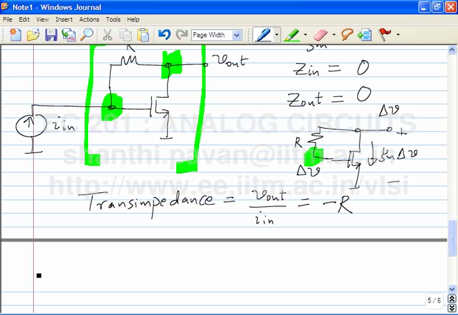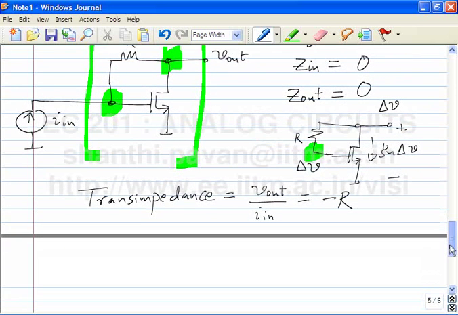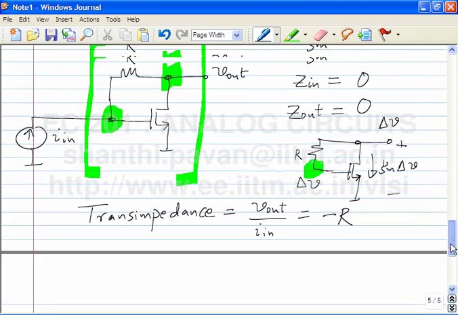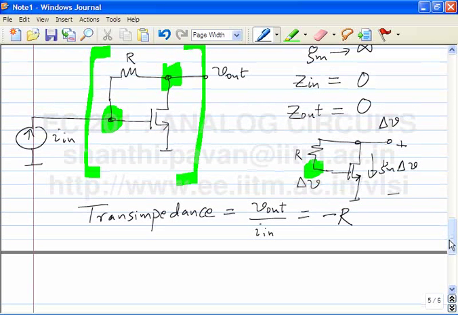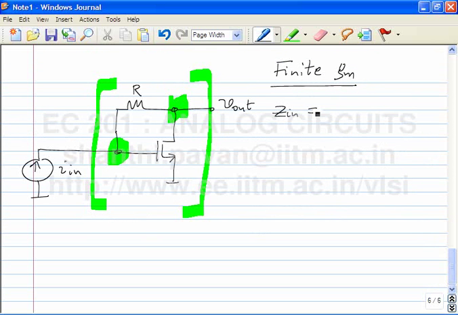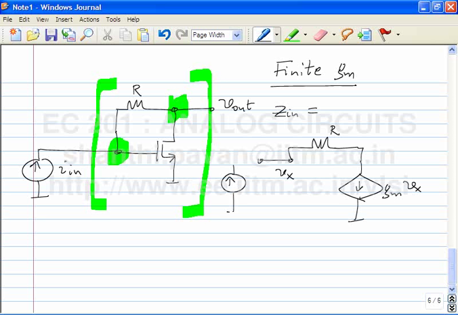Okay, so now the obvious question is, how large is large? Then basically what we need to do is to compute all these parameters when Gm is not infinity but finite. What is Zin? Okay, you don't know, so you will figure it out. How will you figure it out? You draw the incremental equivalent circuit of the transistor, which is Gm Vx. This is R, and I am pushing the current in here.